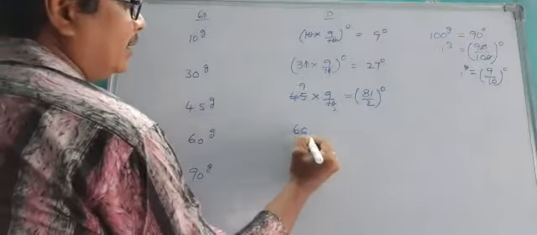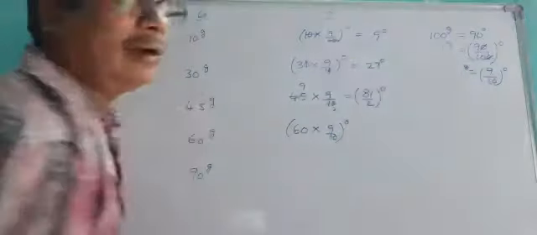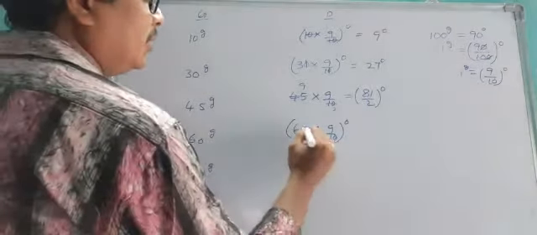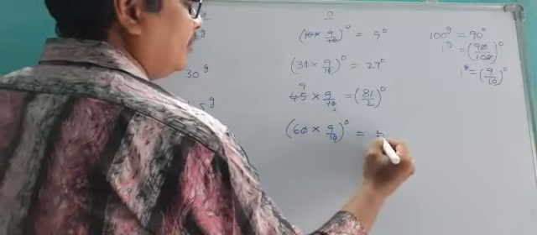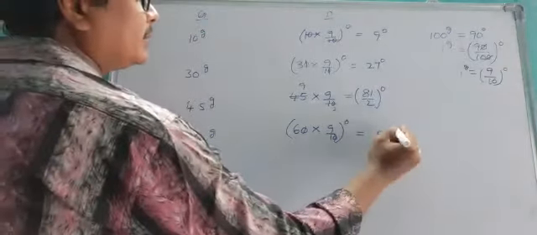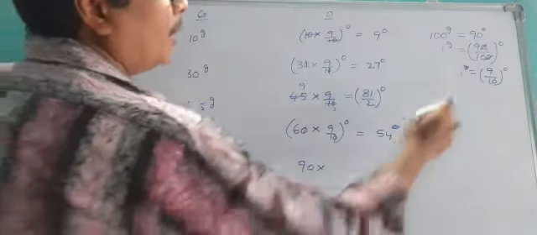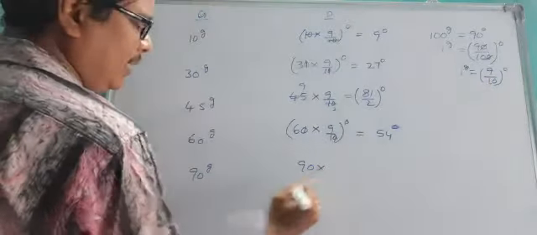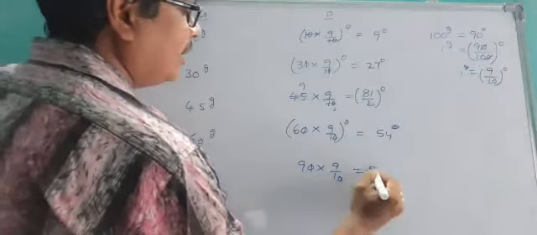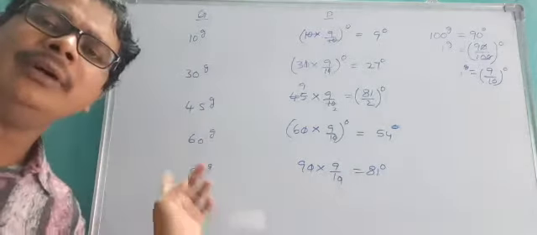Okay, and next one, 60 grades. 1 grade equals 9 by 10 degrees. 60 grades equal 60 into 9 by 10. The zeros cancel. 6 nines are 54 degrees. Next one, 90 grades. 1 grade equals 9 by 10. 90 grades equal 90 into 9 by 10. The zeros cancel, that equals 81 degrees. This is the conversion of grades into degrees.